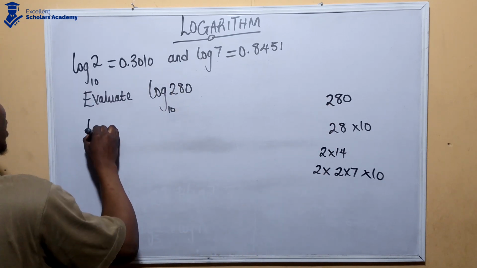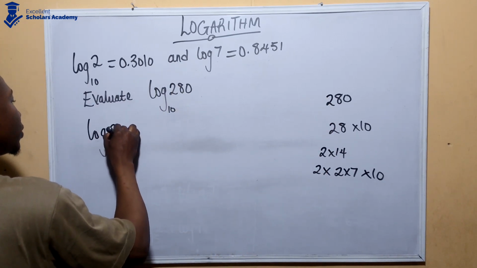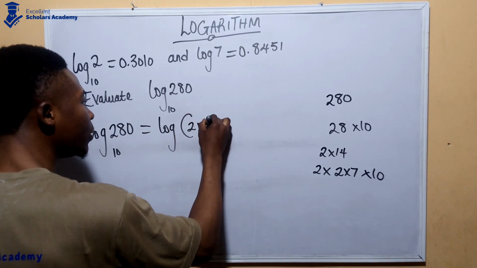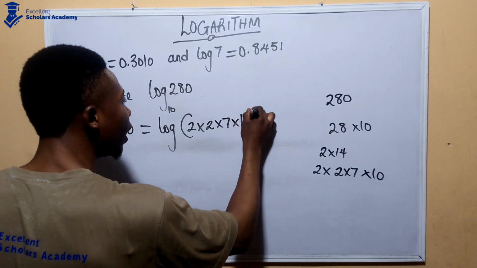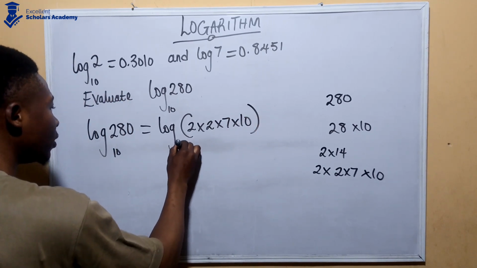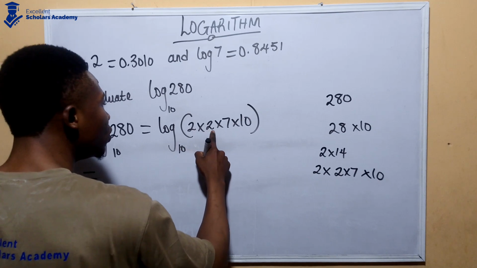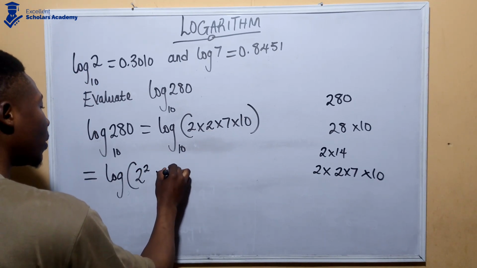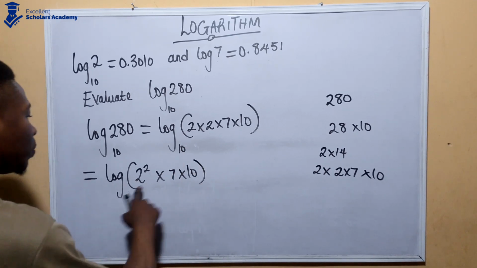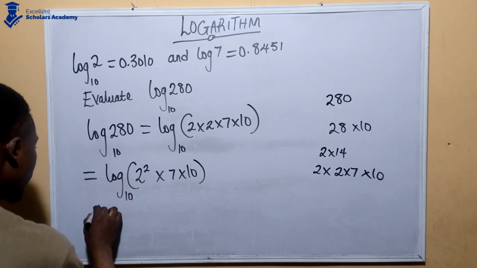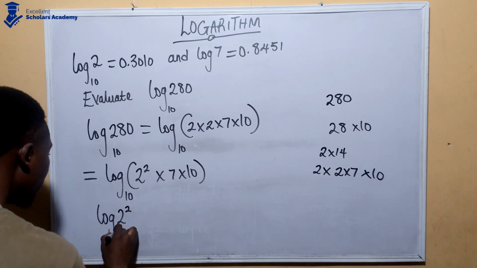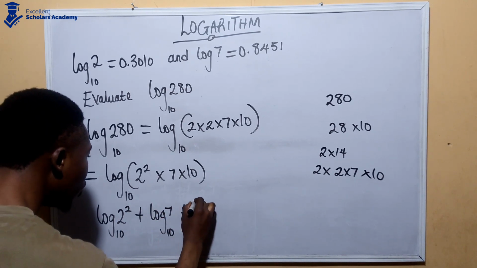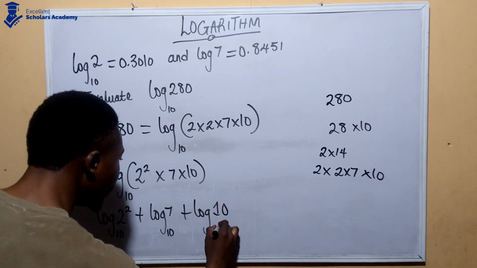So I can express log 280 base 10 as log of 2 times 2 times 7 times 10 base 10. This is 2 times 2, so that's 2 to the power of 2, so it is log of 2 to the power of 2 multiplied by 7 multiplied by 10. Now let's split them according to the law of logarithms. It becomes log 2 to the power of 2 base 10 plus log 7 base 10 plus log 10 base 10.